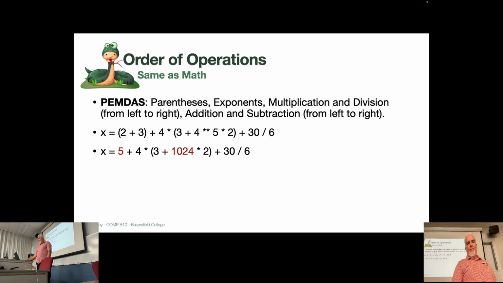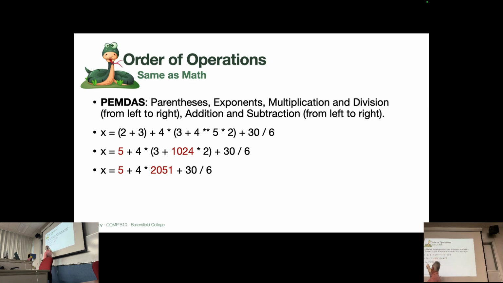And then what do I do? Well, I still have parentheses here. Inside the parentheses, I want to multiply this times 2 and then add 3 to it, because I do multiplication and division first, then addition. So if I take 1024 and multiply it times 2, that's 2048, plus 3 is 2051. Now I've gotten rid of all my parentheses. There are no more exponents.